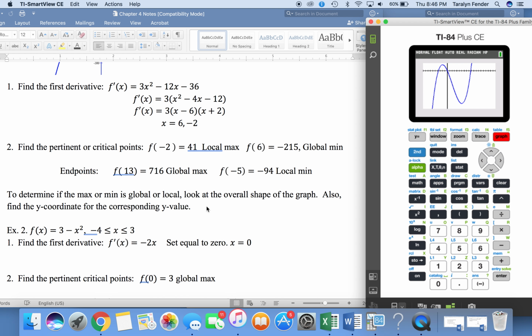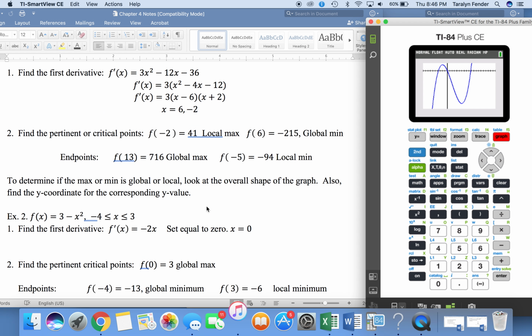So we plug those values in and we get all of the points. The very lowest point will be the global minimum. The highest point will be the global max. For the others, you have to look at the graph to determine if it's a local maximum or minimum.